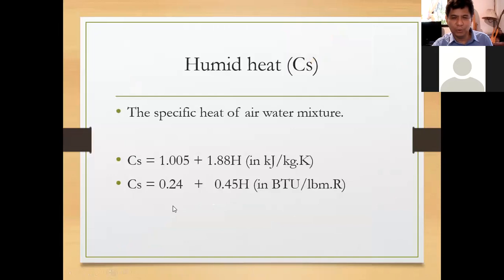And then you need to memorize, no? That's the reality. You need to memorize the humid heat equation. So merong English, tapos merong SI. This is the SI. So I also already pointed out, itong 1.005 kilojoules per kilogram Kelvin, yan yung humid heat ng dry air, in kilojoules per kilogram per Kelvin. Tapos yung 1.88, yan yung humid heat ng water vapor. Kaya minumultiply siya ng humidity.